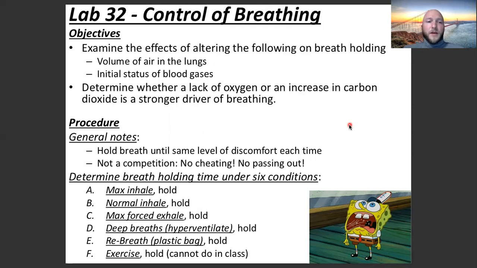Procedures. Safety first. I'm going to repeat that. Safety first. Now, this is a lab that you can do at home. Normally, we do it all as one group, but safety first, okay? Do not hold your breath for an unsafe amount of time, okay? This is not a competition. Nobody should be passing out.